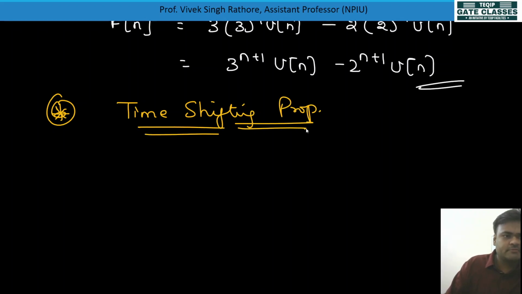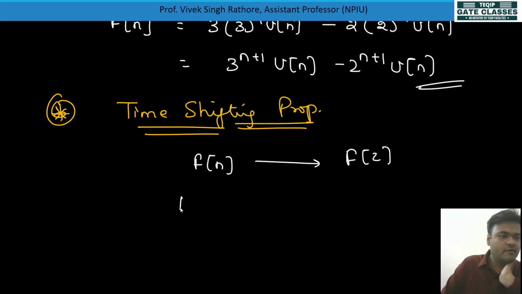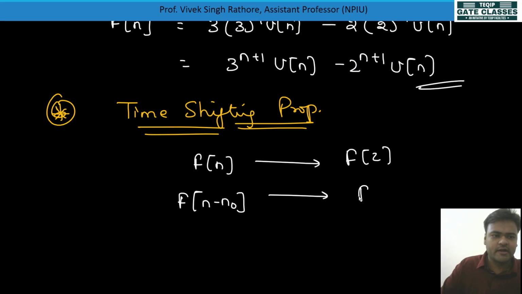Time shifting property, what it says: let's suppose your signal is f of n, and its z transform is F of z. If you shift in the time domain, by n naught, what will you get? F of z times z to the power minus n naught. Whenever we shift in the time domain, as in t minus t naught, whatever sign is there, the same sign will follow in the power part. So this you need to remember.